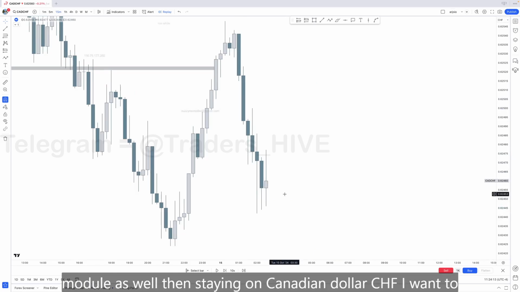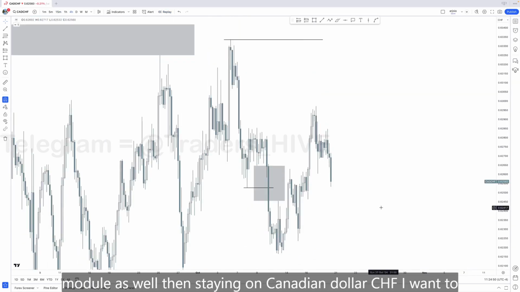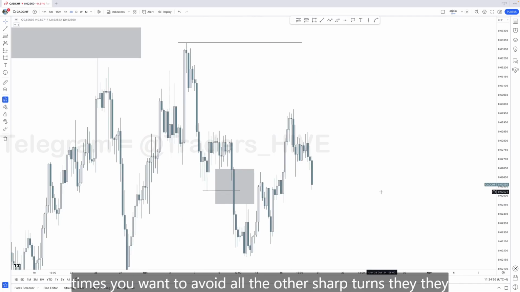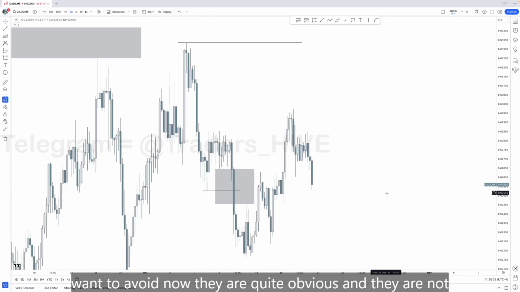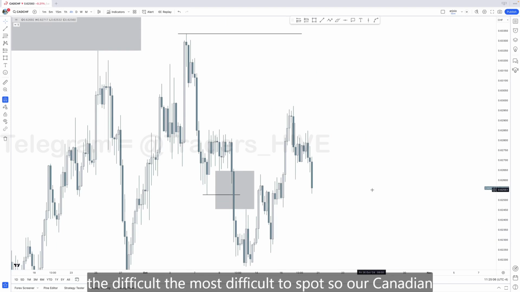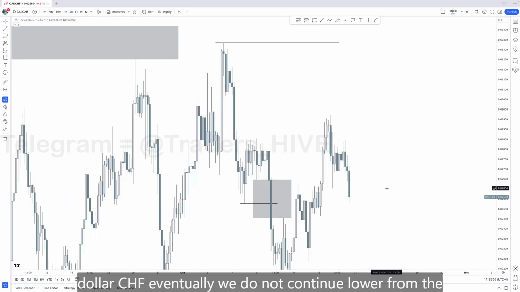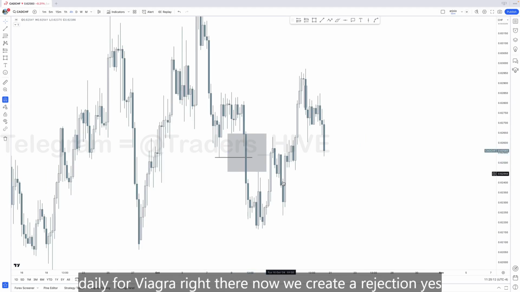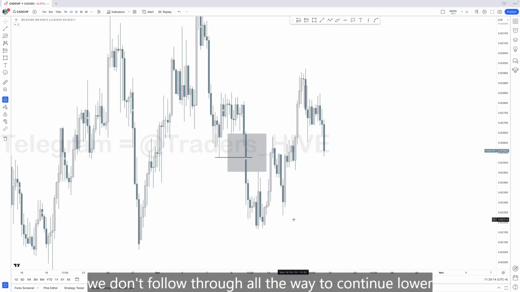Then staying on Canadian dollar CHF, I want to look at a bulky turn. So essentially a sharp turn that at all times you want to avoid. All the other sharp turns could be perfectly fine, but this sharp turn you definitely want to avoid. Now they are quite obvious and they are not the most difficult to spot. So on Canadian dollar CHF, eventually we do not continue lower from the daily fair value gap right there. Now we create a rejection, yes, but we don't follow through all the way to continue lower.